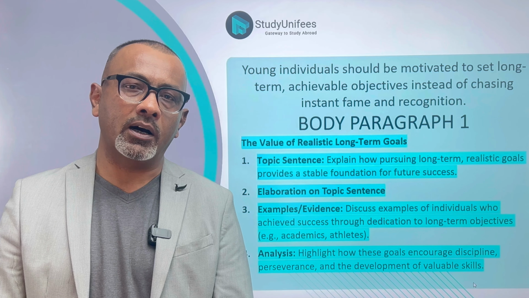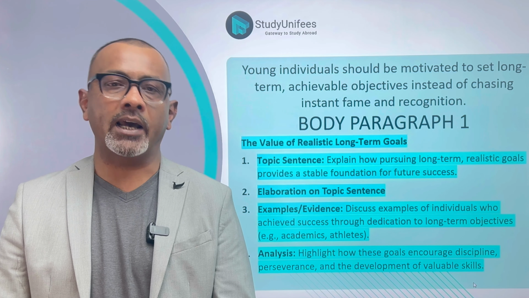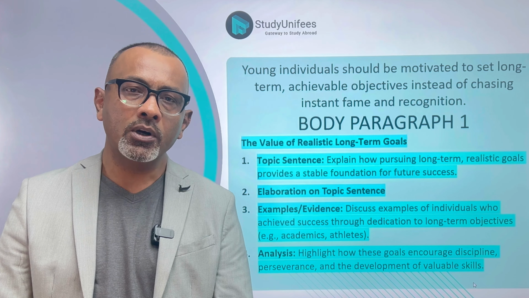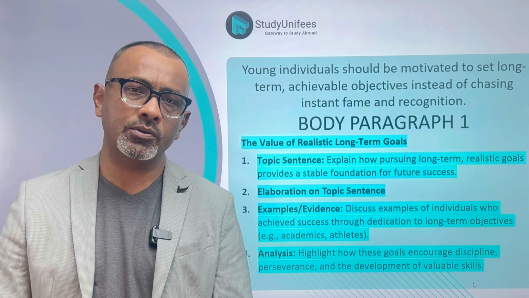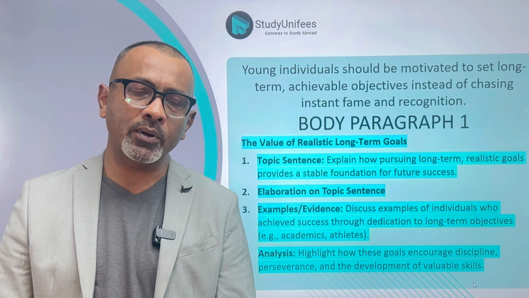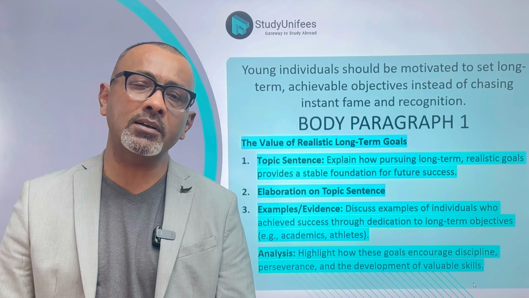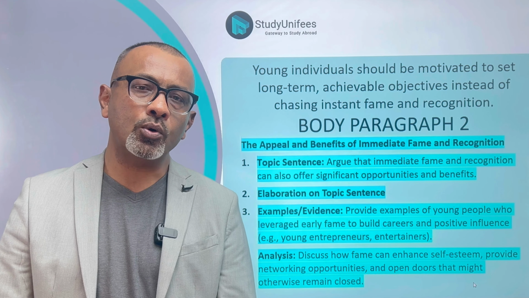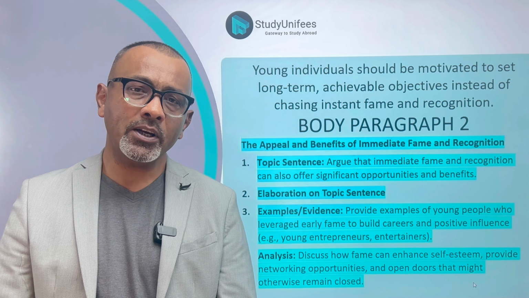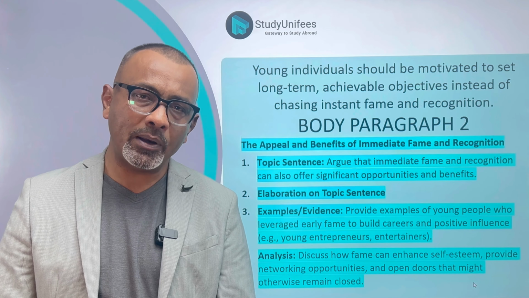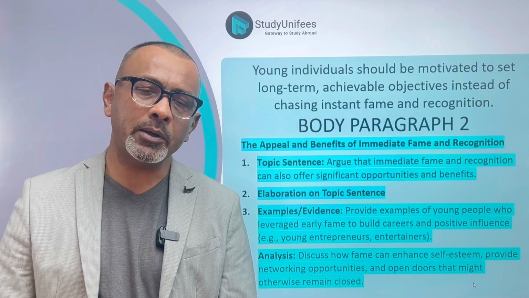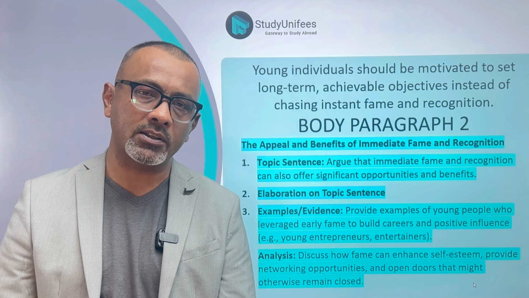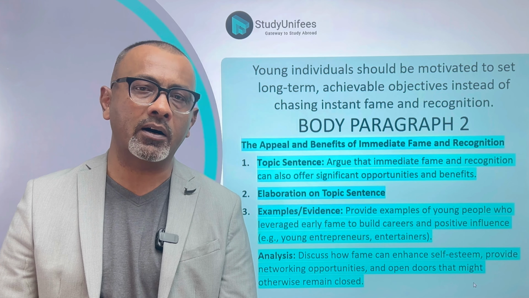In the first body paragraph, talk about the merit of the first side. Your topic statement should say that there is great value to setting realistic long-term goals. Follow up on this, give examples and more evidence, and then wrap up the discussion that this paragraph is engaged in. In body paragraph number 2, explore the other side. Your topic statement should say that young people should also be encouraged to seek immediate fame and recognition. Elaborate upon this, give examples and evidence, and then wrap up the discussion this paragraph engages in.